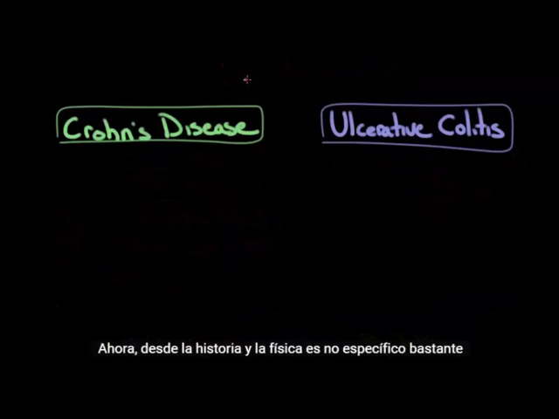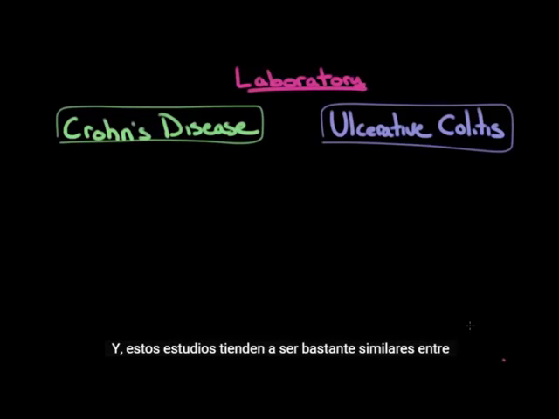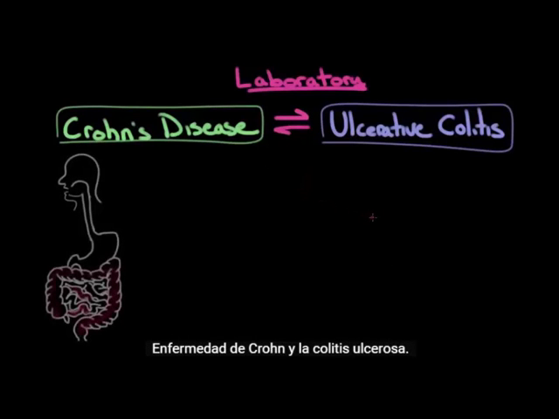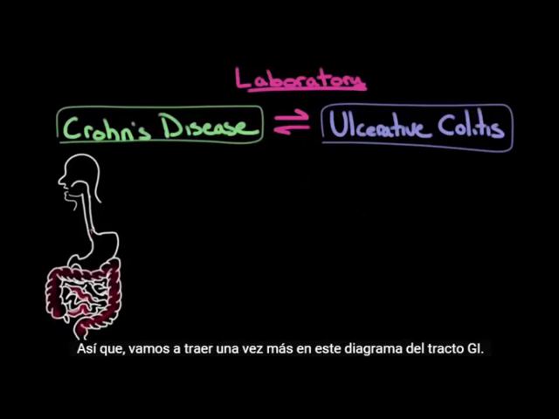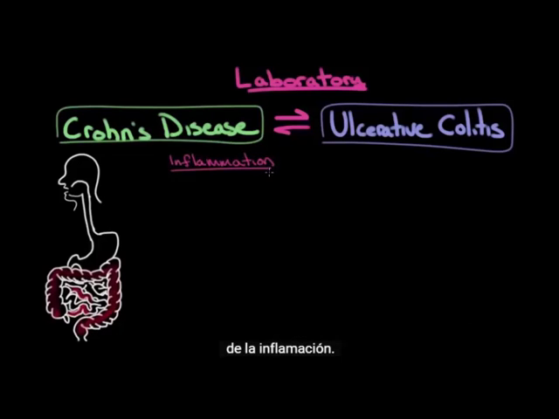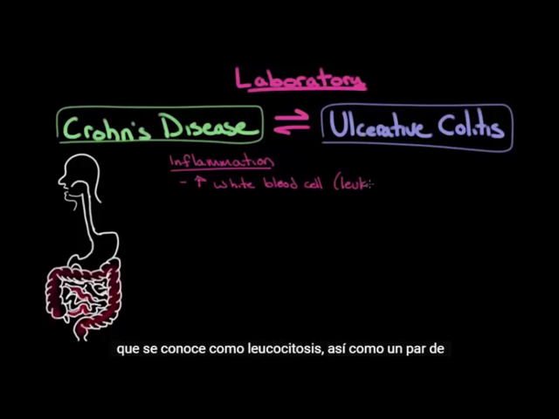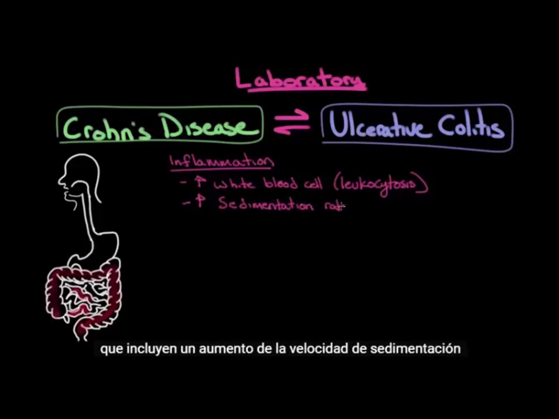Now, since the history and physical is fairly nonspecific, the next step in this diagnostic workup is to perform some laboratory studies. And these studies tend to be fairly similar between Crohn's disease and ulcerative colitis. So let's once again bring in this diagram of the GI tract. So the first set of laboratory findings are these markers of inflammation. And this includes an increased white blood cell count, which is known as leukocytosis, as well as a couple of other very nonspecific markers of inflammation that include an increased sedimentation rate and an increased C-reactive protein.